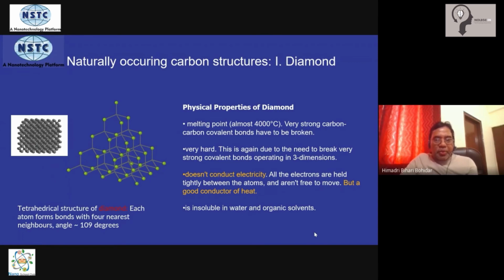Okay, the other problem also associated with diamond is that it is difficult to process. It is a very hard material, and it is insoluble in most organic solvents, and also in water. So processing diamond to do anything out of it is just out of the question. So the story for diamond actually ends here.